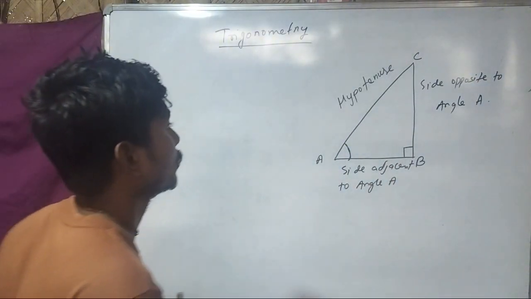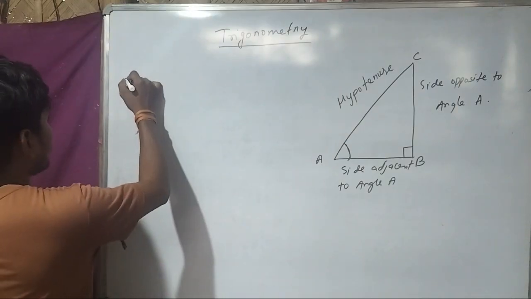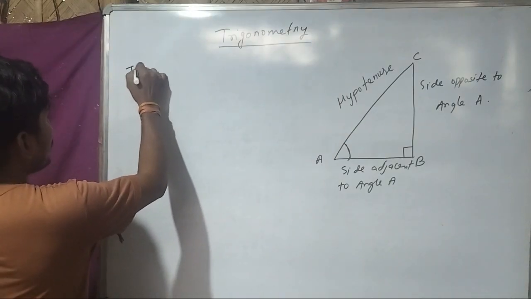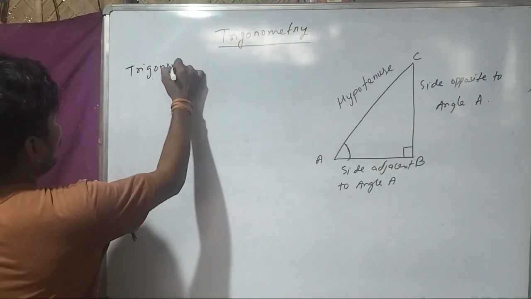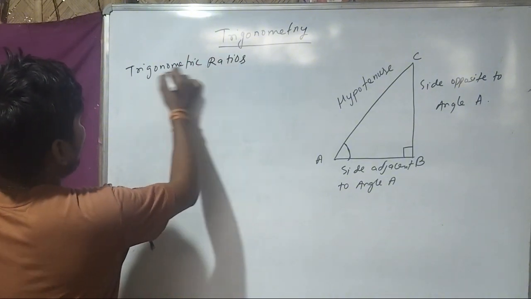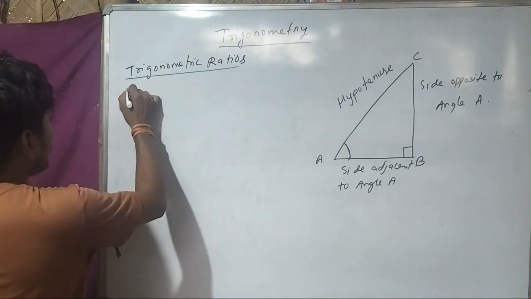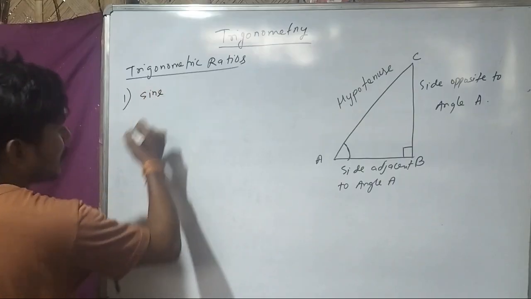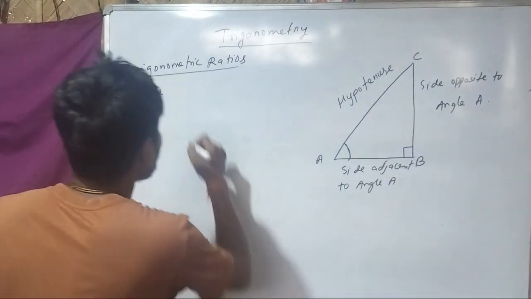Now write the formula. First of all, I will take the trigonometric ratios. Very important. See, it's very easy. Once it is clear, everything will be clear. Now I will take sine of angle A.